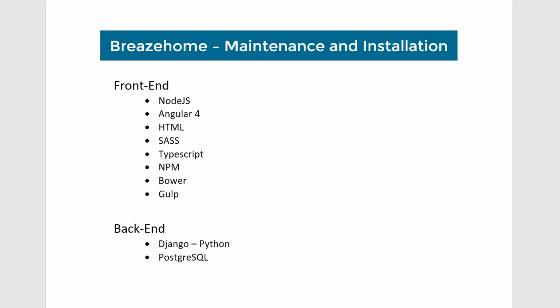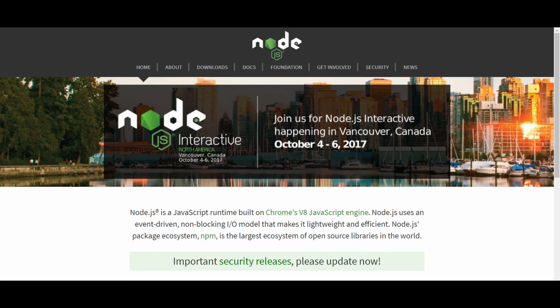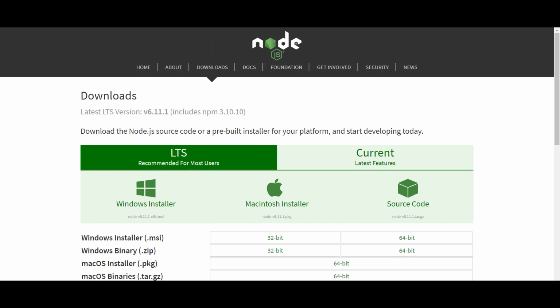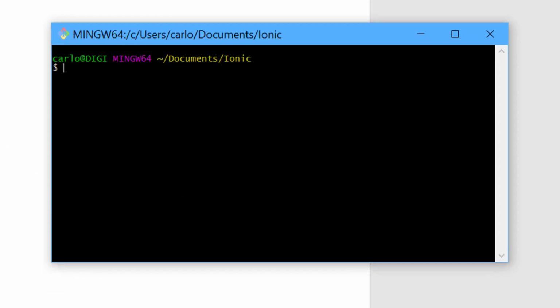Node.js will be the first thing you'll need to install. Head to nodejs.org, find the Downloads tab, and install the version of Node.js that is right for your operating system. Once that is installed, you may continue. To make sure Node.js has been installed correctly, you can type in the on-screen command to check your system's Node.js version.